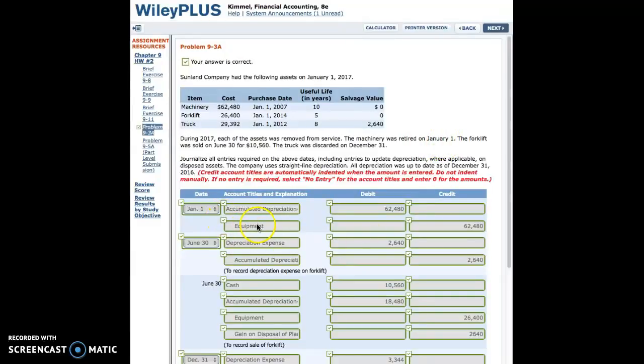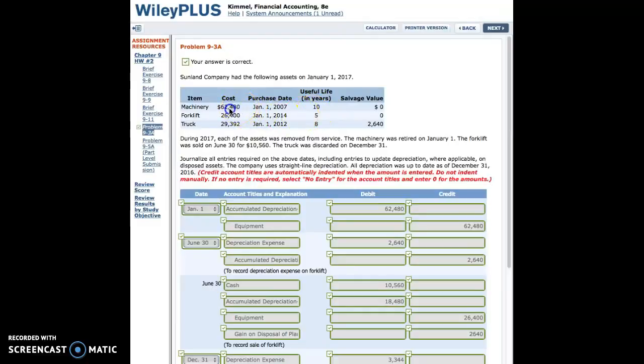So let's record that for the machinery being retired. We know that it was done January 1st, so we pop that in here. And this is accumulated depreciation equipment because it had been used from January 1st, 2007, and was retired January 1st, 2017. We know it was in use for the full 10 years.